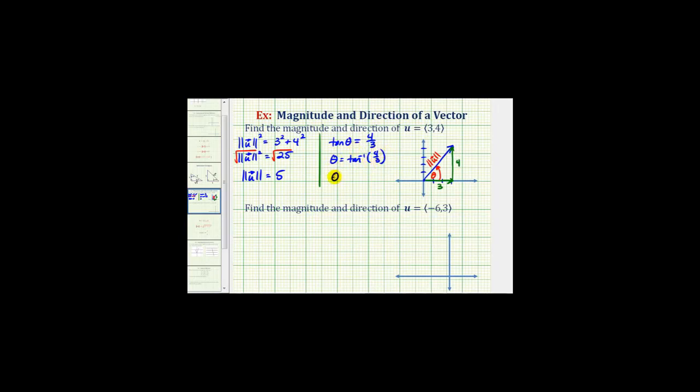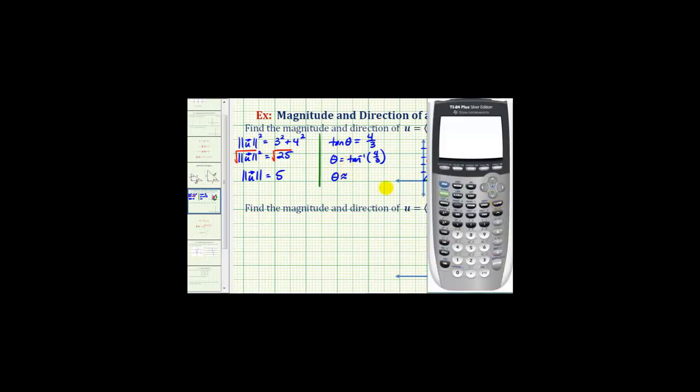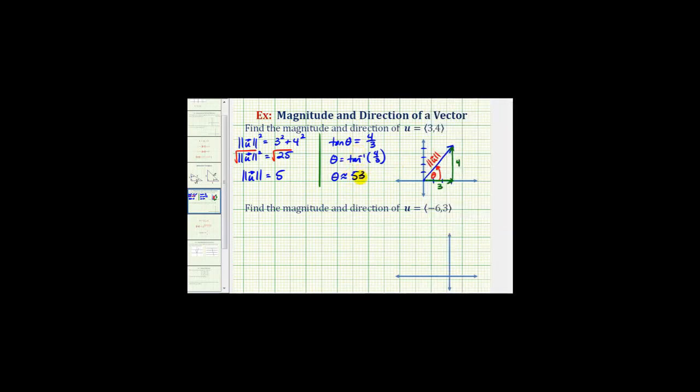And now we'll go to the calculator to get an approximation for theta. We do want to give our angle in degrees, so let's make sure that we're in degree mode. We are. So we'll go back to the home screen, press second tangent 4/3, close parenthesis. So the direction of the vector is approximately 53.1 degrees. So here's the magnitude of the vector, and here's the direction of the vector.